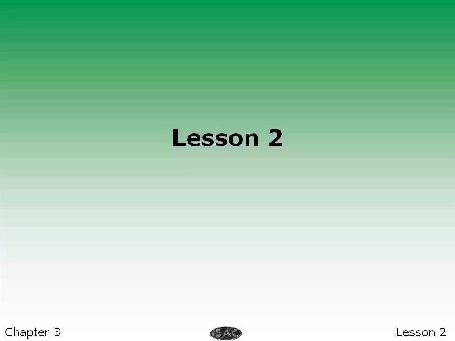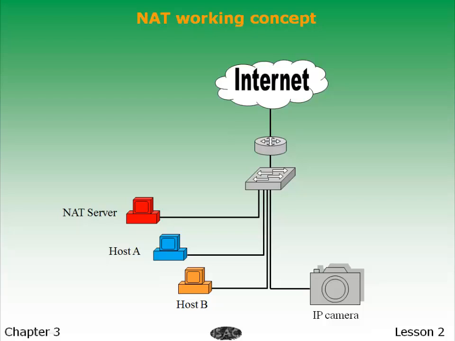Network Address Translation, or simply NAT. In computer networking, Network Address Translation, or NAT, is the process of modifying IP address information in IP packet headers while in transit across a traffic routing device. The simplest type of NAT provides one-to-one translation of IP addresses.